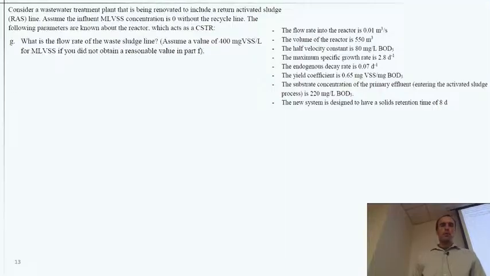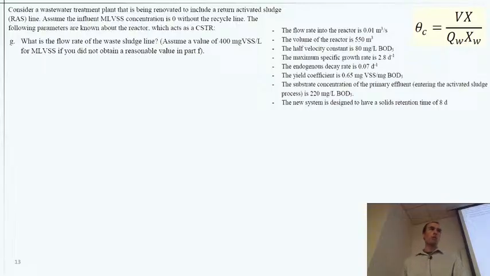All right, so almost the last piece here. The question goes on to say, what is the flow rate of the waste sludge line? So what is QW? And we can assume some value. If you missed the previous part, I'm saying assume a value of 400 milligrams VSS per liter if the other one wasn't reasonable, just to kind of give you a scope. So you could solve it one way or the other. We are short on time, so I'll give you 1 minute to work on it, and then I'll solve that with you.